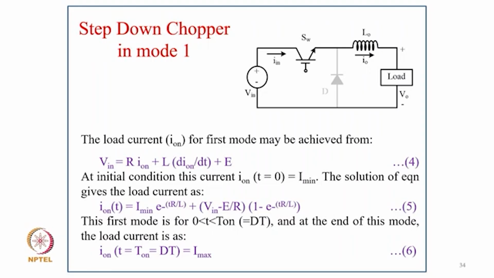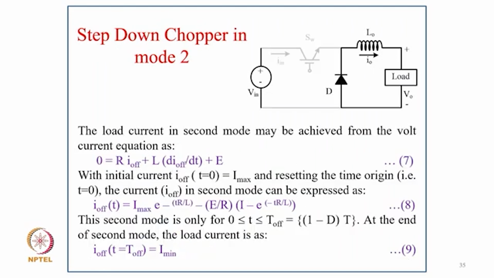So the solution of this is i on equal to I minimum e to the power minus t into R upon L plus Vin minus E upon R into 1 minus e to the power minus t R upon L. So the first mode is the solution of the fourth equation, which is the fifth, and for finding the minimum value we can use the boundary condition. For 0 to T on, that is dT, at the end of this mode the load current is i on at t equal to dT, that is I max, because the energy is fed during this period from the source to the load.